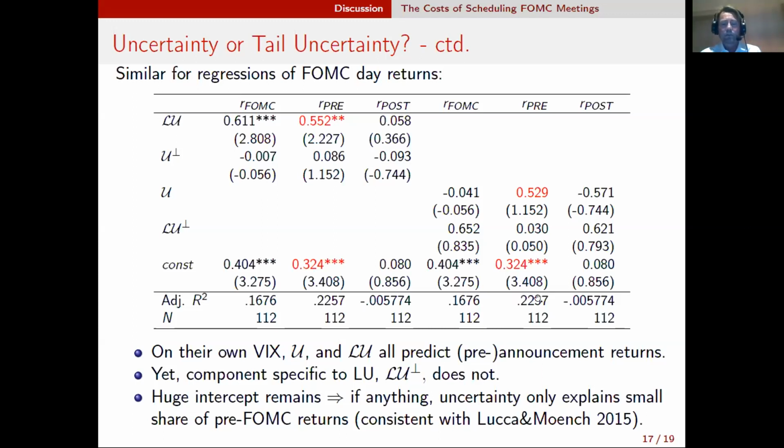If anything, uncertainty only explains a small share of pre-FOMC returns, which is something that we've also shown in our paper. So it's not true that uncertainty alone can explain these returns. If anything, they explain only a small share. There's a huge intercept that remains.